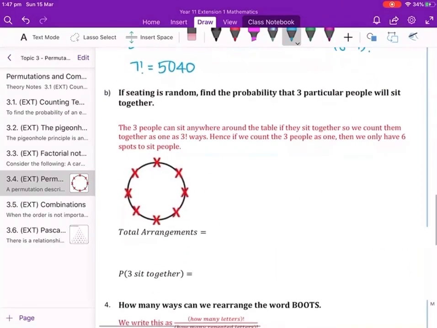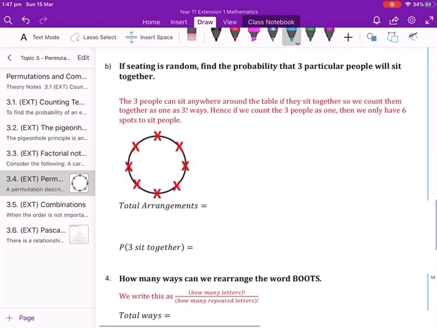For example B, 3b, if seating is random, find the probability that 3 particular people will sit together. So 3 people can sit anywhere around the round table if they sit together, so we count them together as 1. I'm going to count these 3 people as 1. And so they can be arranged together in 3 factorial ways, because anyone can sit at this seat, anyone can sit at the second seat, and anyone can sit in the third seat, and they can swap around. They don't have to be in a fixed spot.